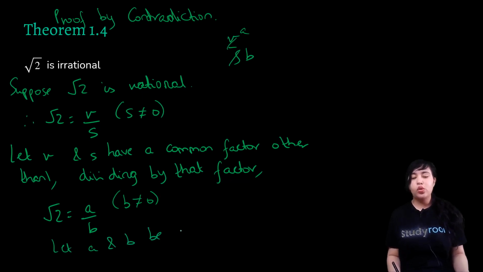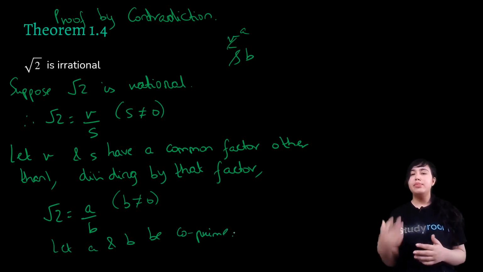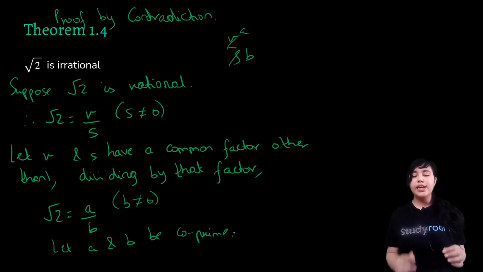I'll just tell you what co-prime means. To consider co-prime, you need to have at least two numbers with you, and if they are co-prime, it means they do not have any common factor other than 1. Alright, so co-prime numbers are those which do not have any common factor other than 1. So for example, 2 and 3 are co-prime. They do not have any common factors, except for 1.